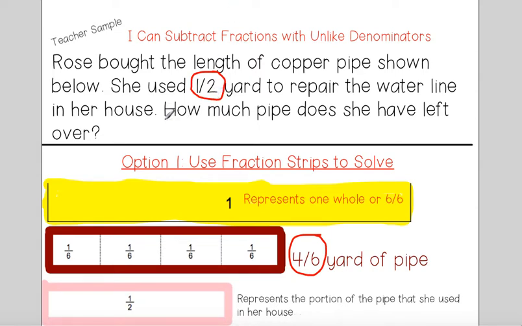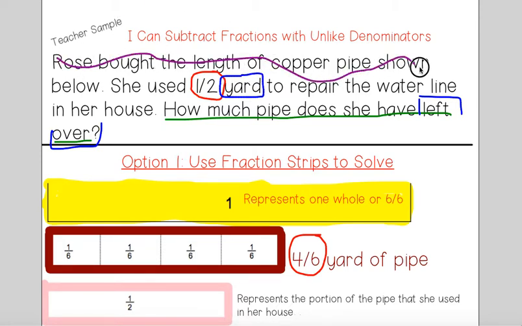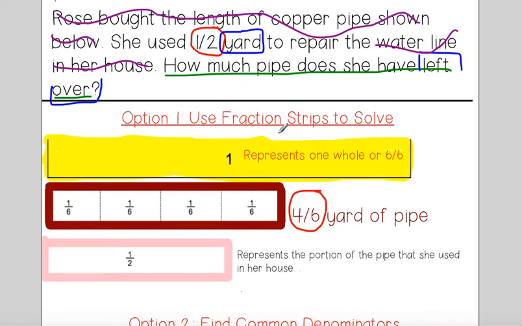I'm going to underline the question. How much pipe does she have left over? I'm going to box any keywords, and I'm going to put left over as important, and maybe yard. I'm going to eliminate anything that I don't need to know. And then I'm going to solve. So again, you have two options. You can use fraction strips, or you can solve using an equation.